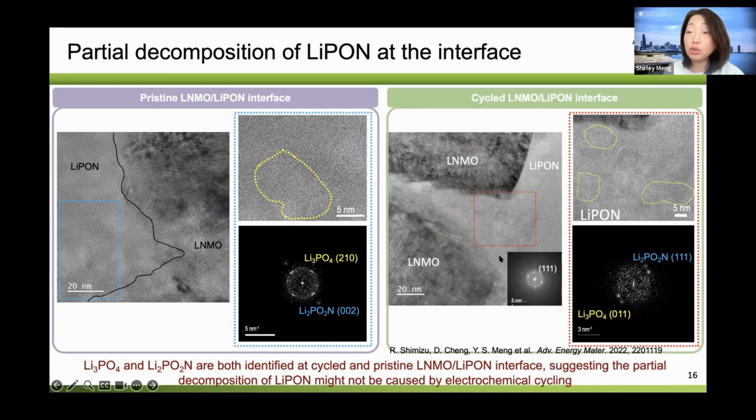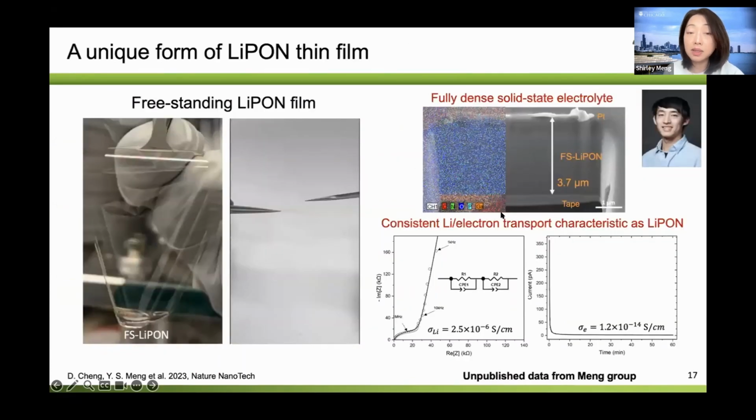So then my graduate student, who's now a postdoc in Lawrence Berkeley lab, started a journey to produce unique freestanding LiPON film. And this film is never exposed to CO2 or water. And I want to show you how flexible this freestanding LiPON is. And when we measure the ionic conductivity and electronic conductivity, it is indeed exactly identical to the LiPON that lies on the substrate. The data has already been published in Nature Nanotech just earlier last week.